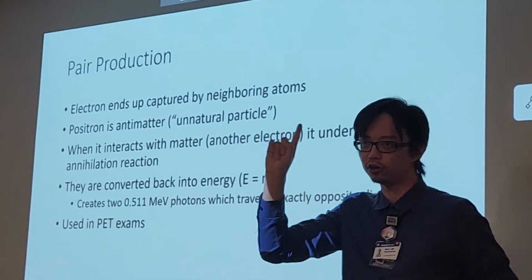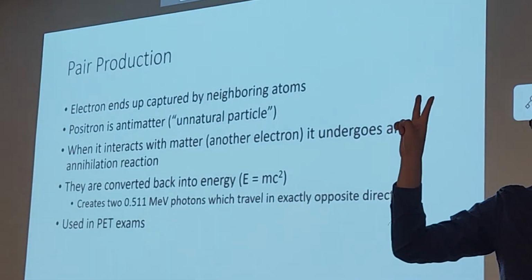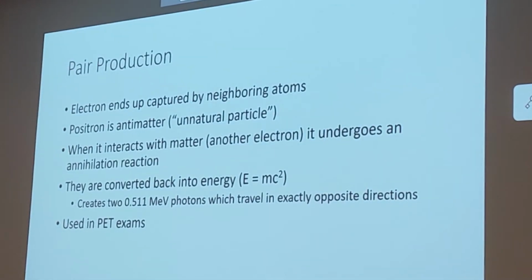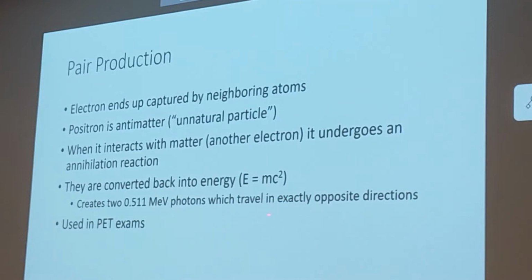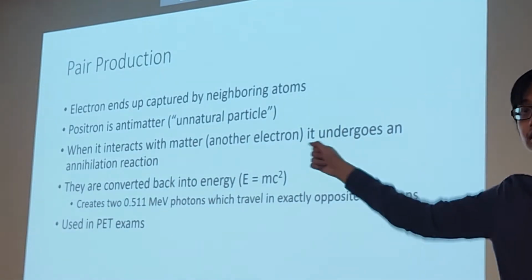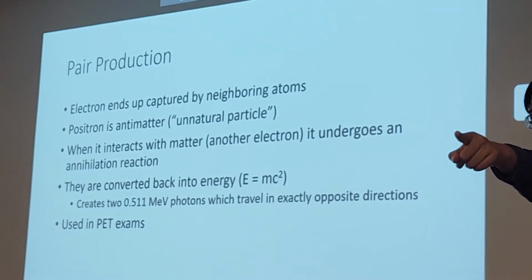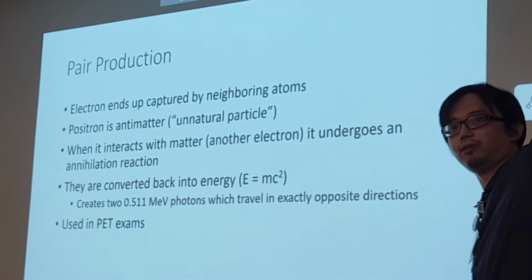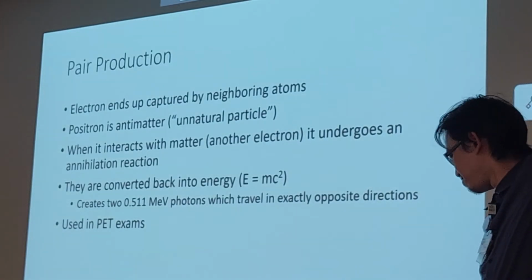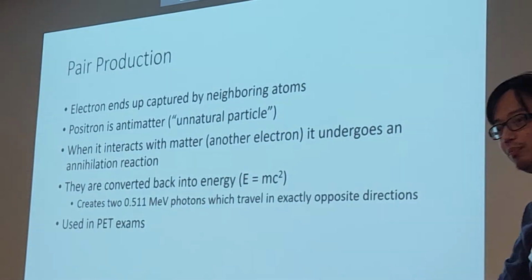But instead of a single photon this time, they give you two photons. And there's something very special about these two photons. They go in exactly opposite directions. So if one is going this way, where's the other one going? That way. If one's going this way, where's the other one going? Exactly opposite. Doesn't matter which way, they're going exactly opposite to each other.